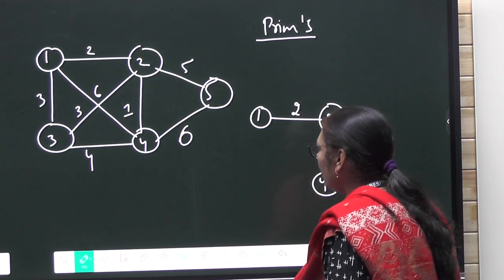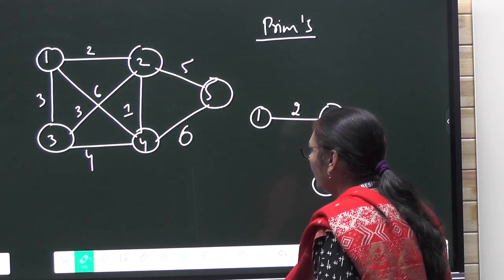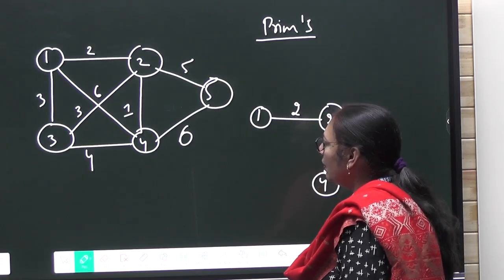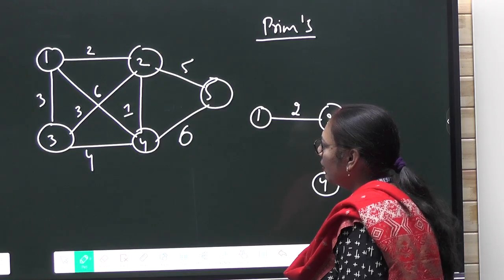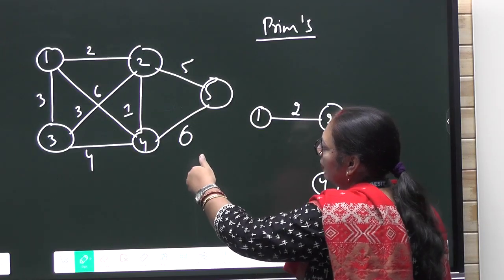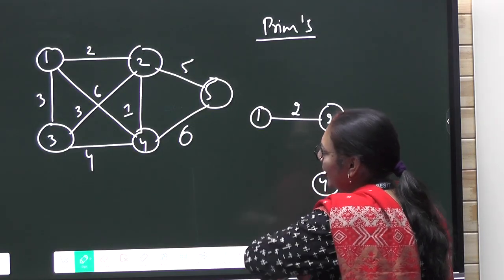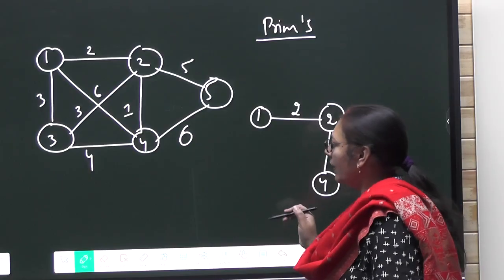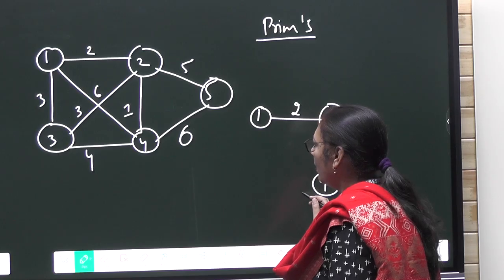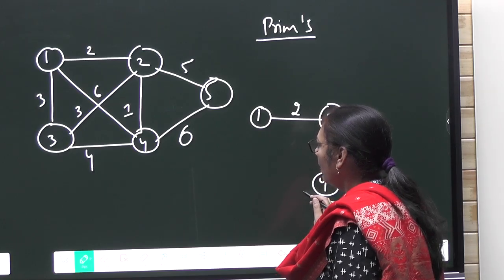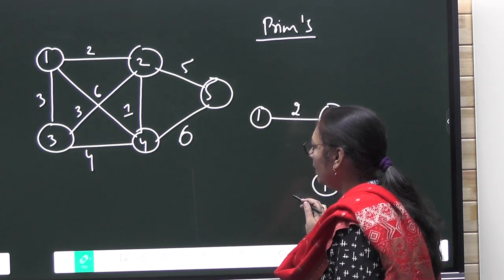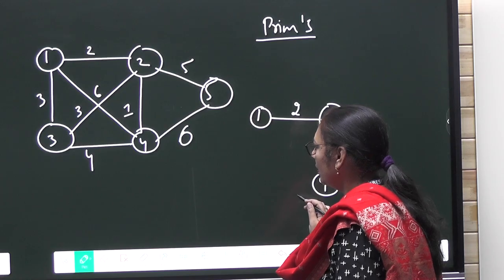Then it is already taken. So the next minimum is the 3. This is 3, that is 6, and that is 4. So we can pick here: 1, 3, 4, 6.